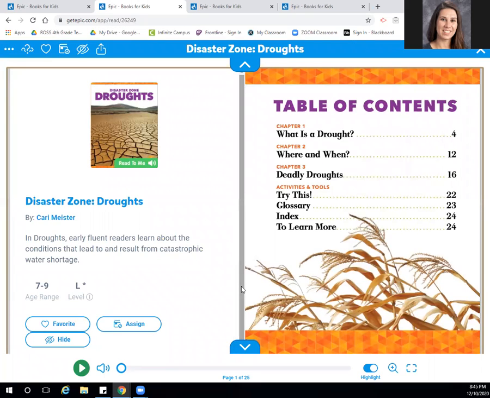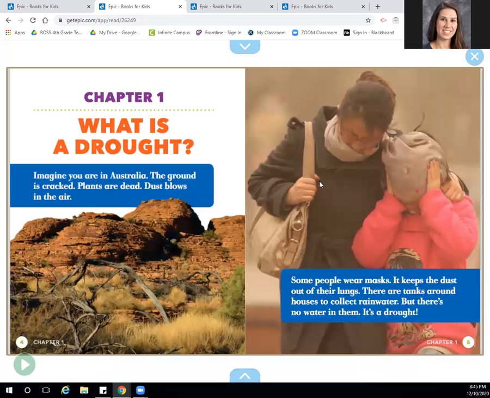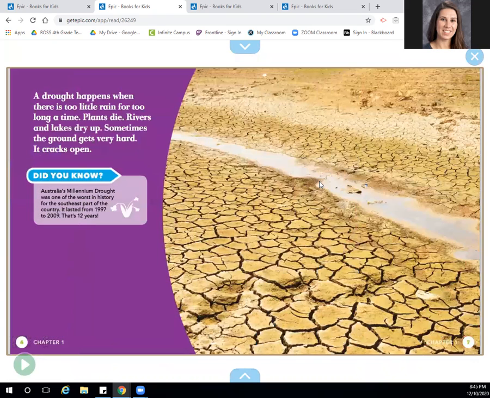Again, this is another text I found about droughts, and it has a table of contents about what is a drought, where and when does it happen, and deadly droughts. And I'm noticing that this book probably has a whole lot of good information that I need for my research project. So I'm going to go to page 4, and it says what a drought is, and then it gives some information about that.